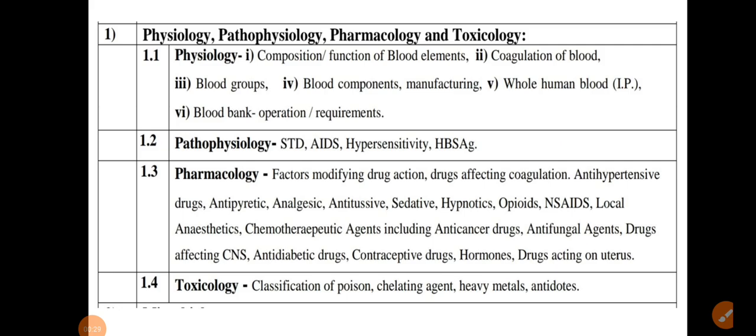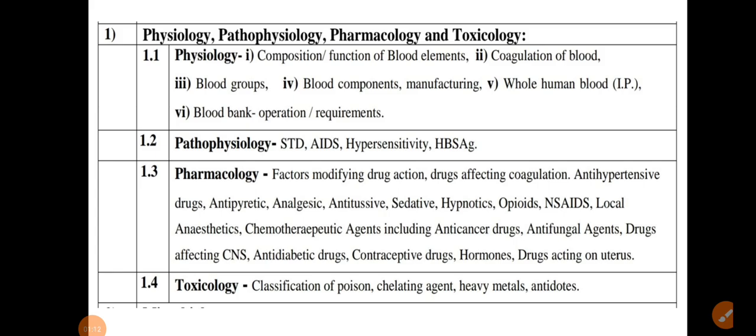Again, this first section is divided into four sub-groups: physiology, pathophysiology, pharmacology and toxicology. In physiology: composition and function of blood elements, coagulation of blood, blood groups, blood components, manufacturing of whole human blood IP, that is your Indian Pharmacopoeia, then blood bank operations and requirements. If you see carefully, the physiology section includes only one topic, that is blood. All the points they have covered are totally about blood, so you have to go into detail on that specific topic.